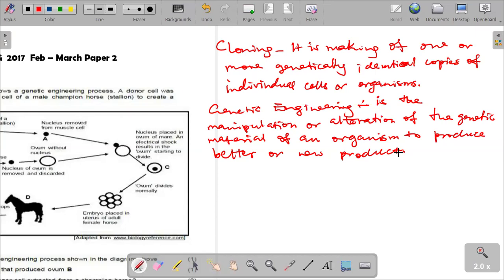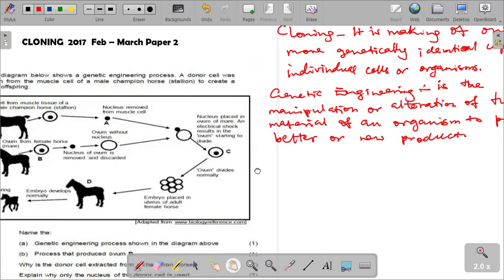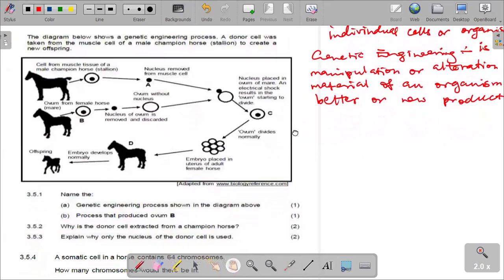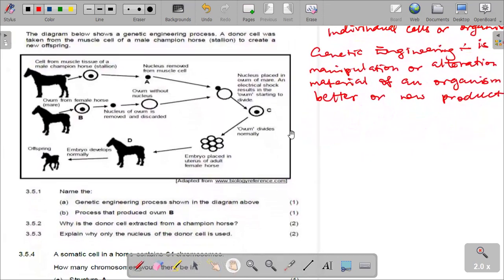Without wasting much time, I'm going to dwell more on the explanation of this process of genetic engineering after we have seen and answered the questions that are here. We basically just need to answer them, so we can further understand what we are discussing. You can see here the diagram below shows the genetic engineering process.